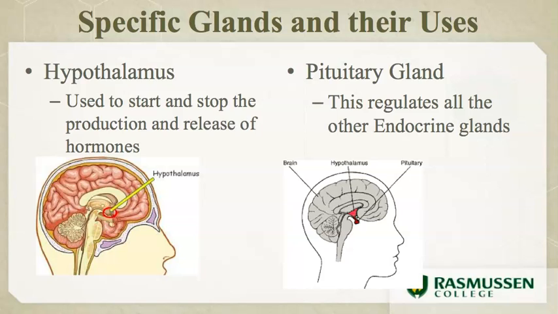Next, we have the pituitary gland. This is located near the base of the brain in the sella turcica. It's a small depression of the sphenoid bone. This gland is considered to be your master gland due to the fact that it regulates all other exocrine and endocrine glands.